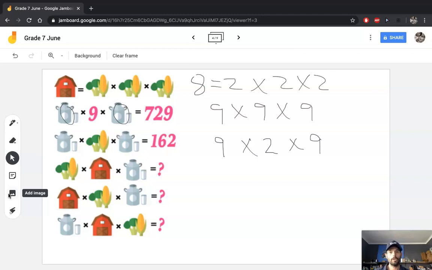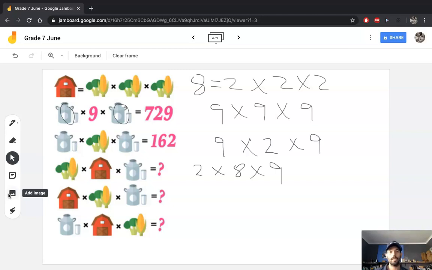Now we've got 3 question marks to work out. The first one is 2 multiplied by 8 multiplied by 9. Now what order you do this in is up to you, because remember, it doesn't matter the order in which you multiply, you're still going to get the same answer. So that's the commutative property of multiplication.